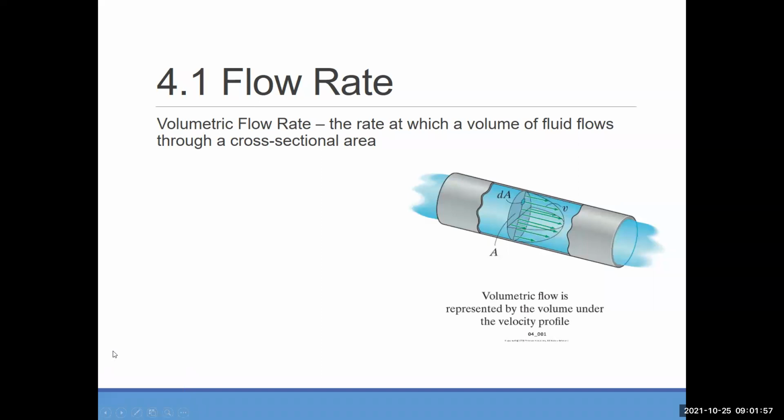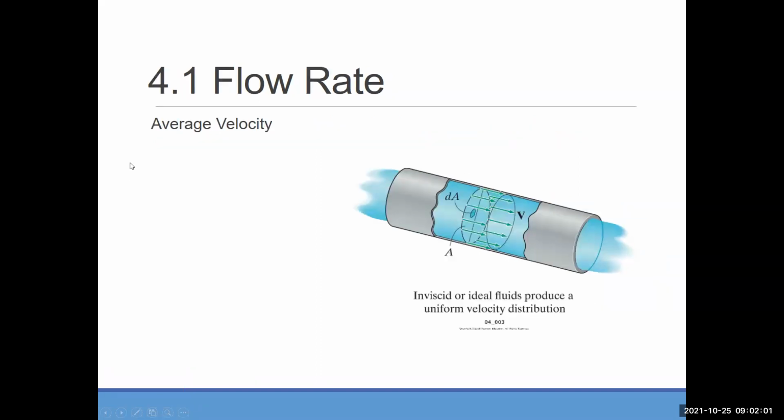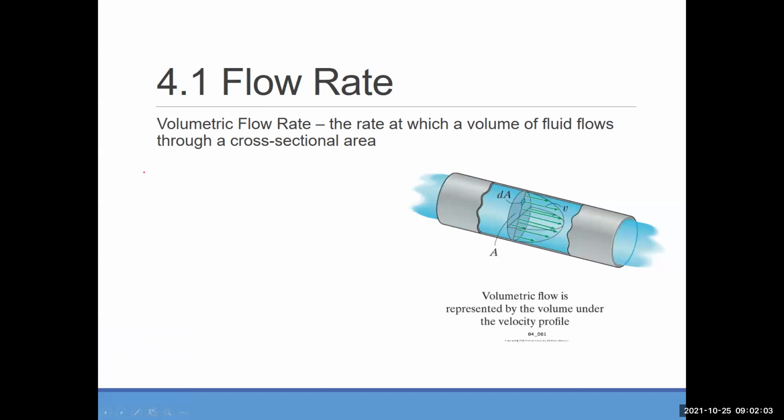The volumetric flow rate, we started that. We said that Q equals AV, or which was the volume over time, right? That's what we said.